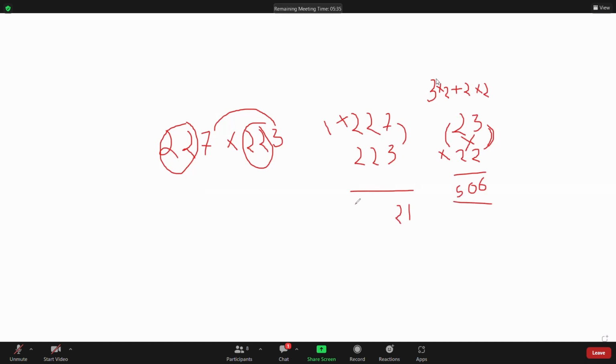Ma'am, please repeat this 23 into 22. We are multiplying 3 into 2, which equals 6. Then 3 into 2 and 2 into 2, so it will come 6 plus 4, which is 10. 0, and one is carried forward. You can write 10 here. Okay, ma'am, understood. 2 twos are 4, plus 1 is 5. So you can just write 506 here because you did the multiplication. That is your answer for this. You can also use your basic method for multiplication, 23 into 22. Okay, ma'am, carry over.